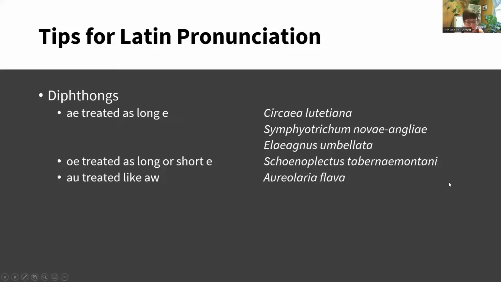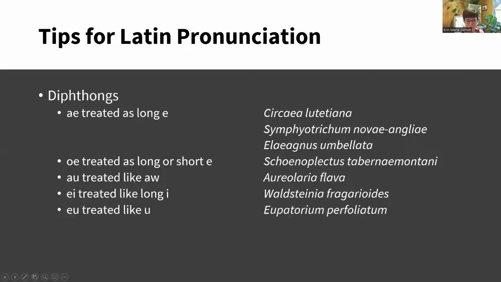AU is treated like ah. Aureolaria flava. Aureolaria. EI is treated like a long I. Waldsteinia. Fragarioides. And we'll look at that in a second. Waldsteinia, that's the important part to remember.